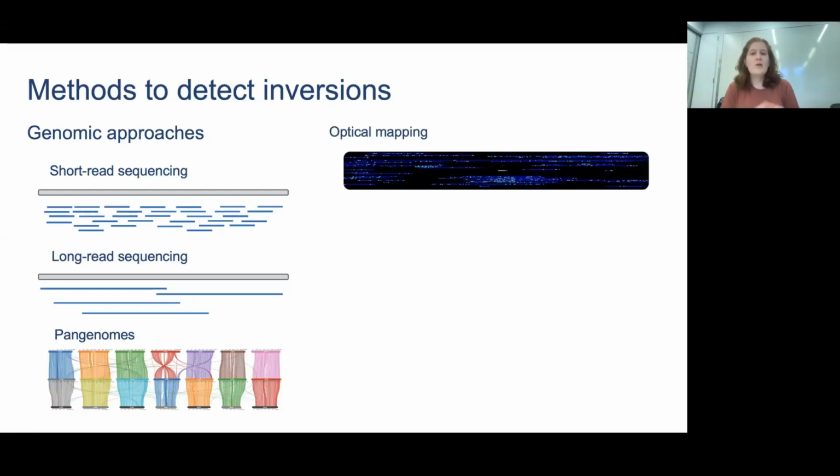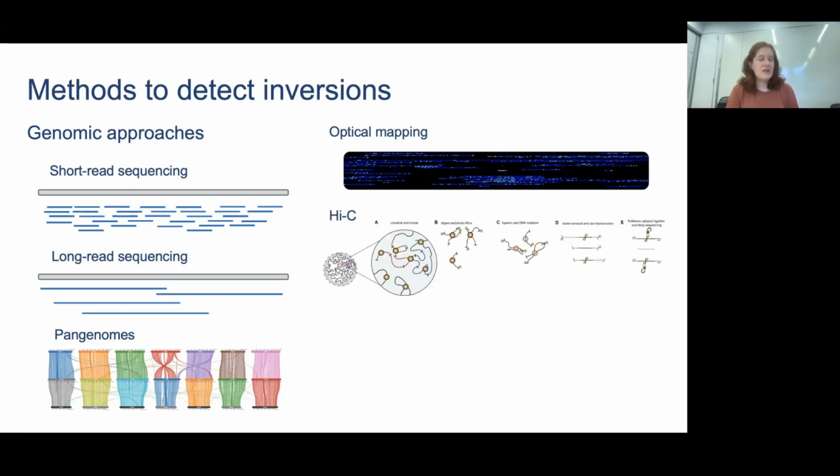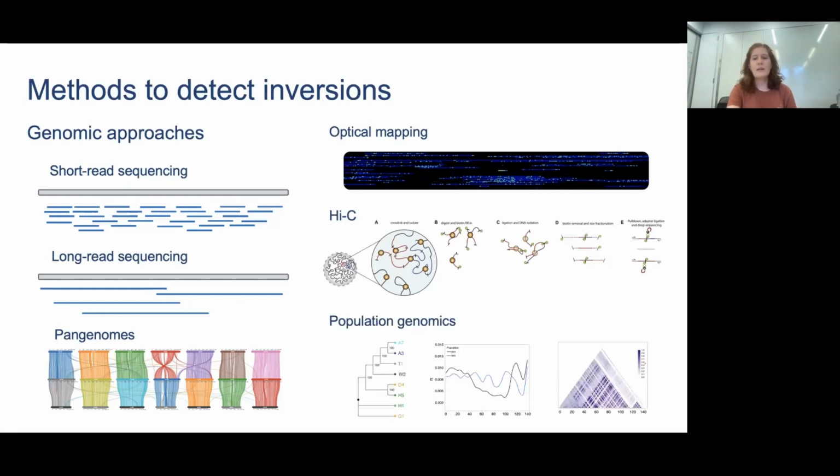You can also use something called optical mapping, where you have fluorescent tags, which can be optically mapped to your reference genome, which can also reveal inversions. Another approach is to use Hi-C technology, and this captures the 3D arrangement of DNA within a cell, which can be used to detect structural arrangements. Hi-C approaches are often used in combination with population genetics approaches that look at linkage or recombination or population structure along the genome.